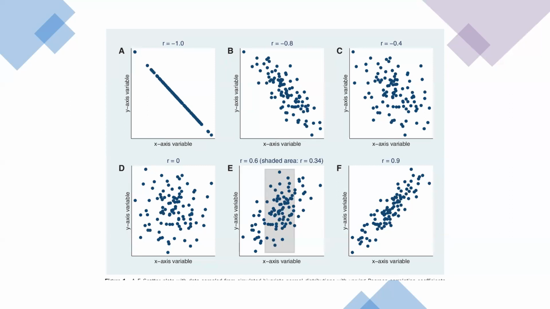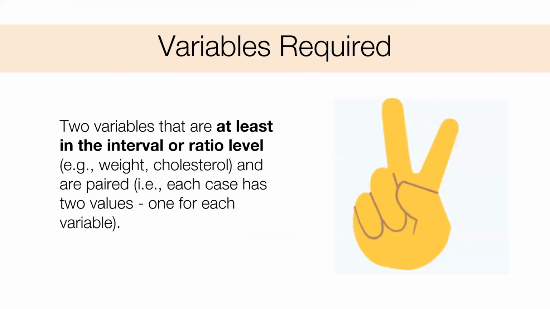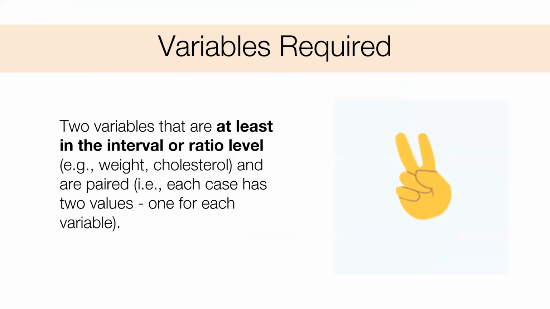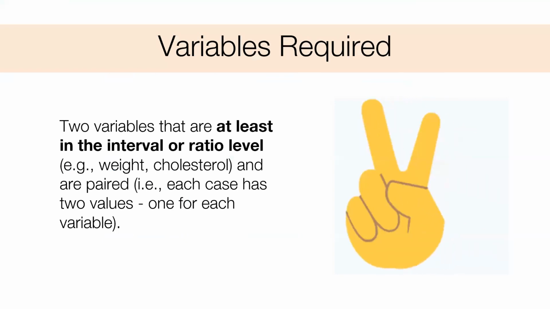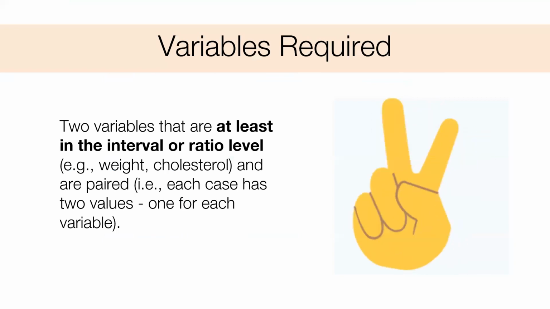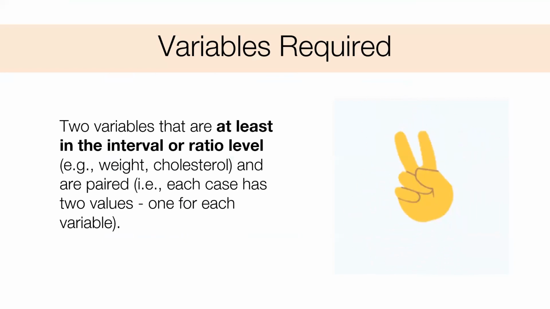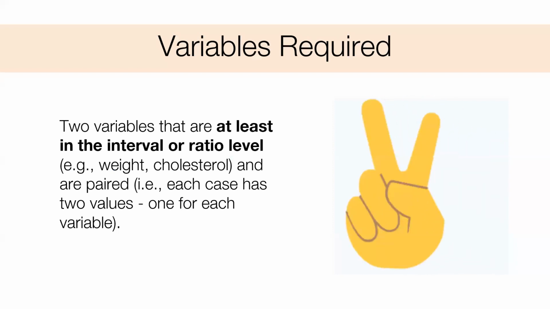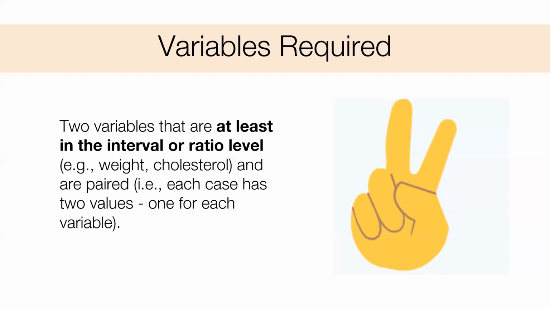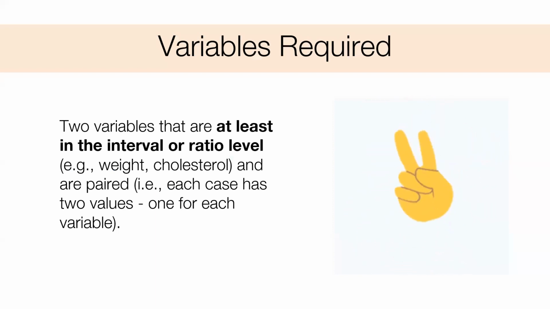None? Okay, thank you. So there are two variables required, no? Two variables that are at least in the interval or ratio level are needed for you to determine if there is a significant relationship between them. For example, weight and cholesterol. Okay, do you think that weight and cholesterol are related or not?